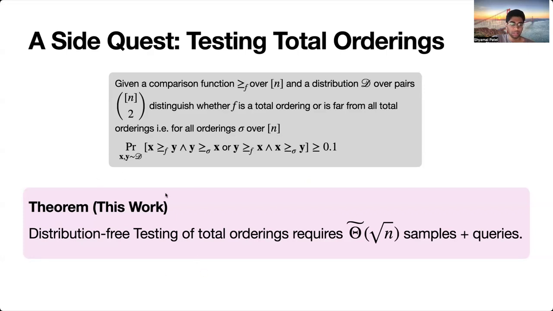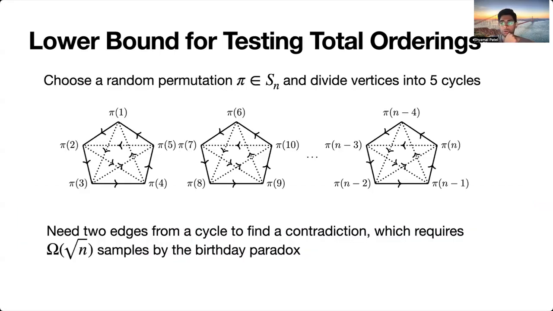And, as a warm-up to our result, we show that distribution-free testing of total orderings requires roughly root n samples plus queries. So let's start with the lower bound.